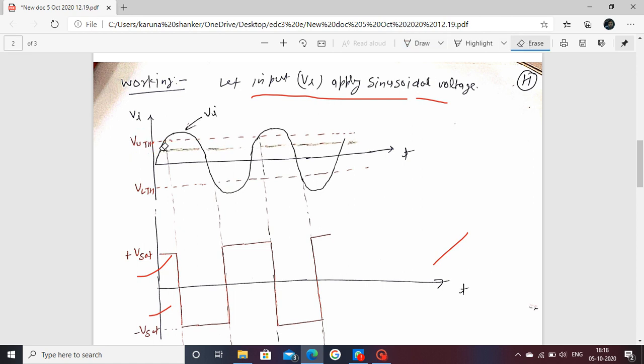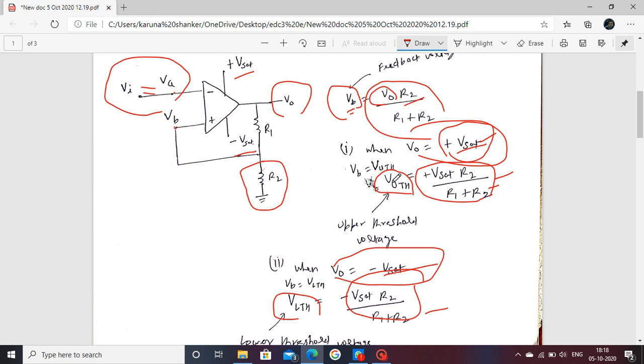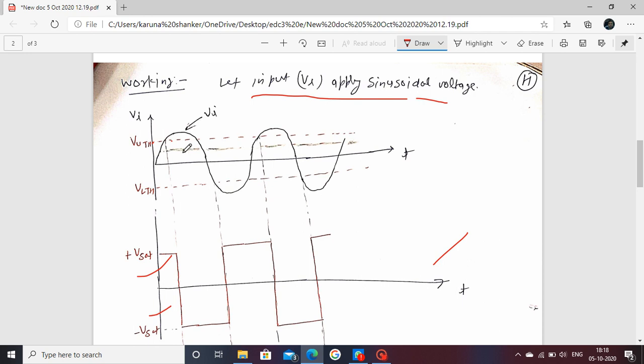This is your upper threshold. The upper threshold is the reference level. This is your lower threshold, which means the negative side is the lower threshold. Here, the upper threshold is the positive, and the lower threshold is the negative. That's why we take the positive as the reference, the upper threshold, and the negative as the lower threshold.